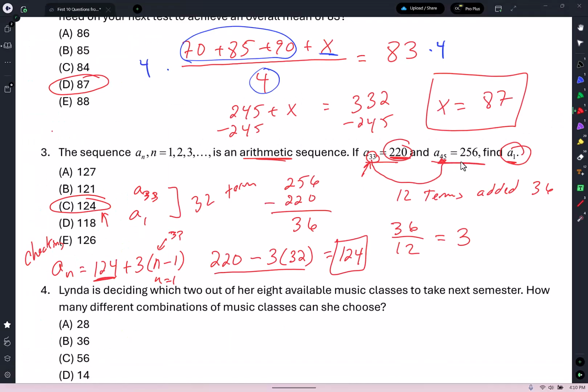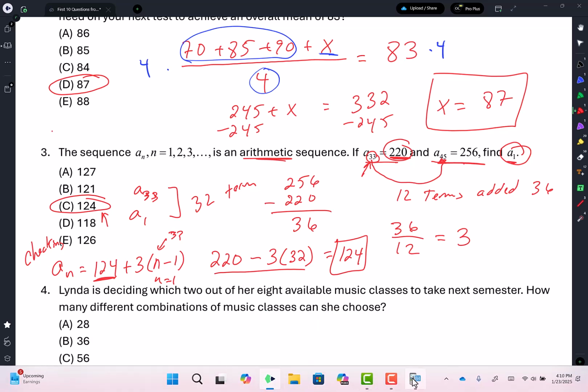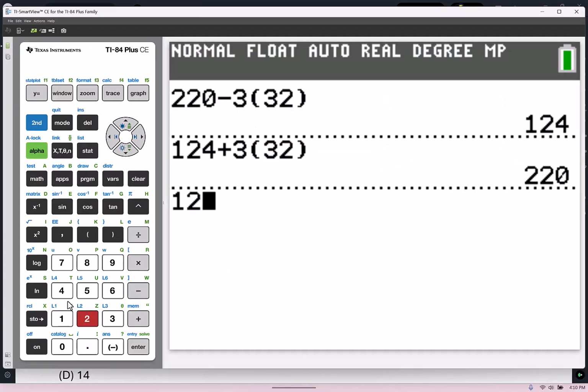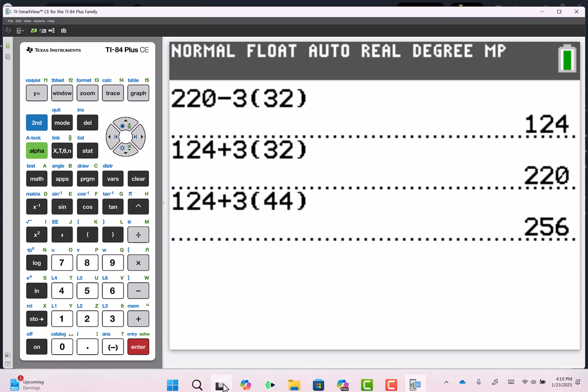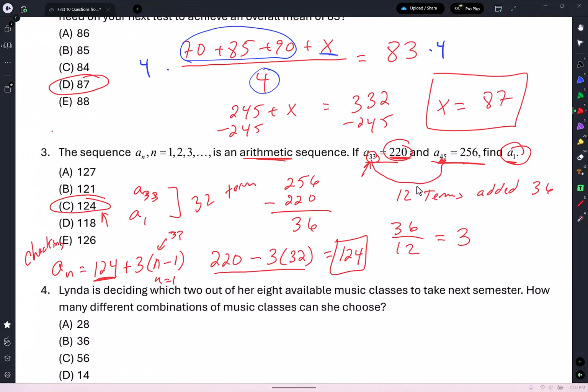I'm going to try the 45th one. 45 minus 1 is 44. So I'm going to go 124. I'm just checking, guys. 124 plus 3 times 44. 256. Does that say 256? Yep, I got it. I was just checking. It worked. How do we feel?